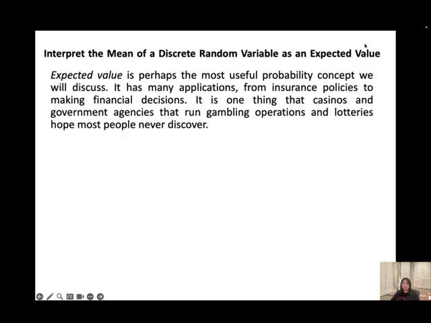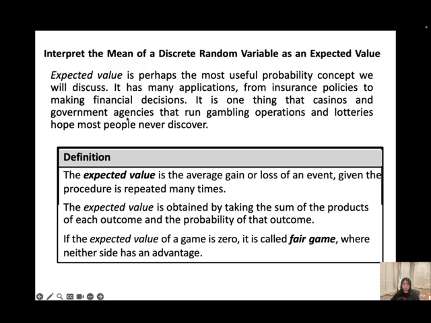Okay, so why is the mean equal to the expected value? Expected value is perhaps the most useful probability concept we will discuss. It has many applications, from insurance policies to making financial decisions. It is one thing that casinos and government agencies that run gambling operations and lotteries hope most people never discover. So, the definition: expected value is the average gain or loss of an event, given the procedure is repeated many times. An expected value is obtained by taking the sum of the products of each outcome and the probability of that outcome.